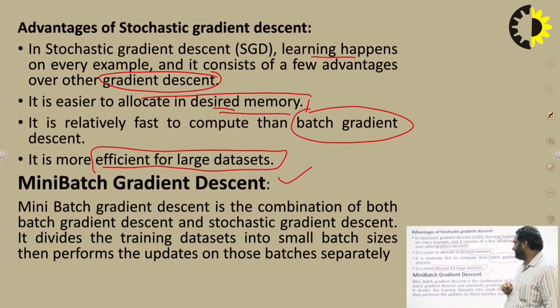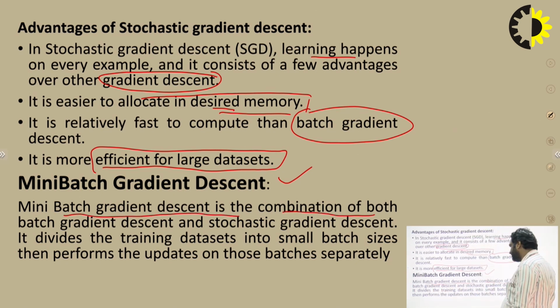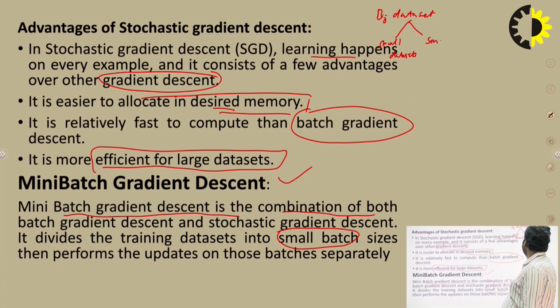And last is mini batch gradient descent. This will contain properties of both previous gradient descents. Mini batch gradient descent is the combination of both batch gradient descent and stochastic gradient descent. It divides the training data set into smaller batch sizes and then performs the updates on those batches separately. So a big data set can be split into small data sets.